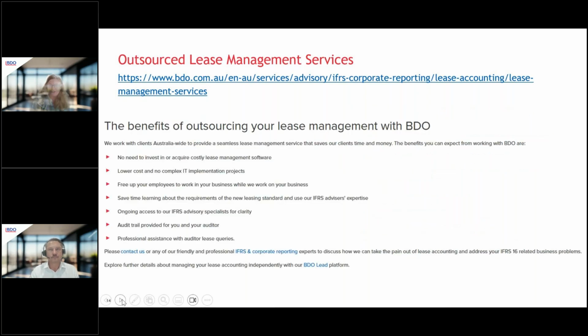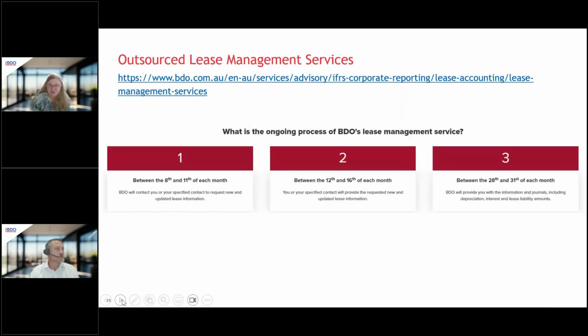Some of the benefits, you don't need to invest in software because we use our own software to do your lease accounting. So it's a lower cost and you don't have to worry about IT implementation. It frees up your employees to do other more important work. So we can look after lease accounting and your staff can do more important work. It will save you time to learn about all these requirements, etc. There's also an audit trail. You get professional assistance. We can guide you. We can update you. So, there's a lot of benefits in outsourcing to us.